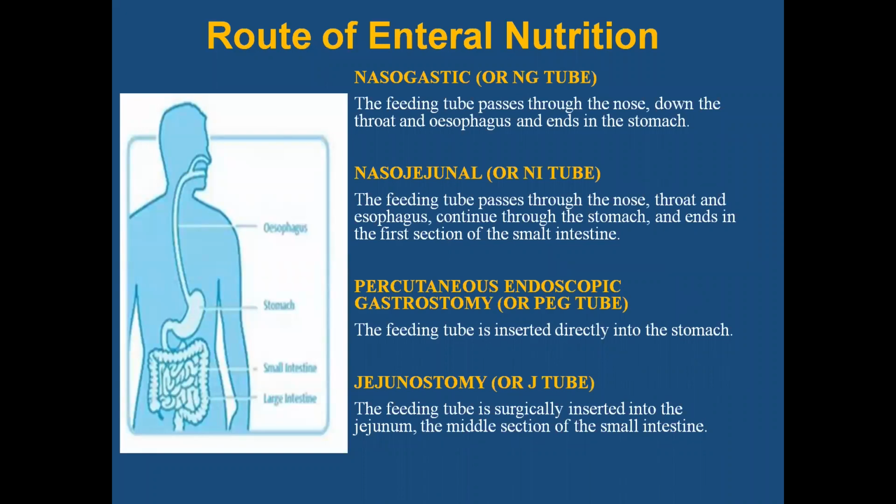Now next is route of enteral nutrition. These are the routes. Nasogastric: this feeding tube passes from the nose down through the throat and esophagus and ends in the stomach. And nasojejunal, which we call the NJ tube: this feeding tube passes through the nose, throat, esophagus, and continues through the stomach and the first section of the small intestine. And percutaneous endoscopic gastrostomy, which we call PEG: this feeding tube is inserted directly into the stomach. And jejunostomy: the feed is inserted into the jejunum, the middle section of the small intestine.